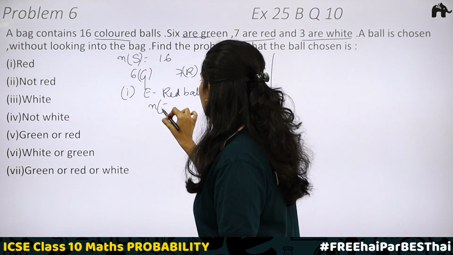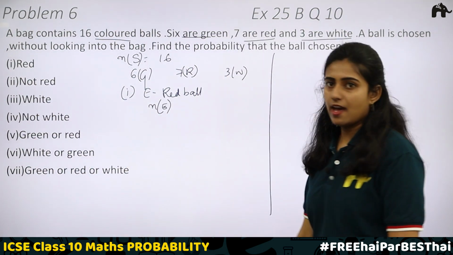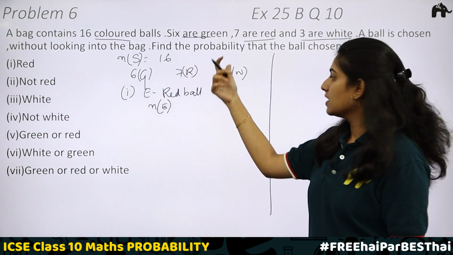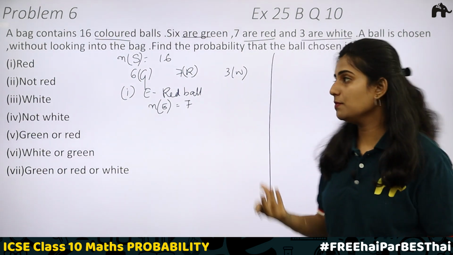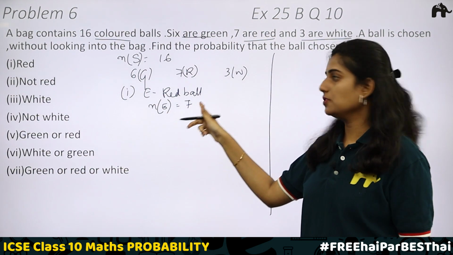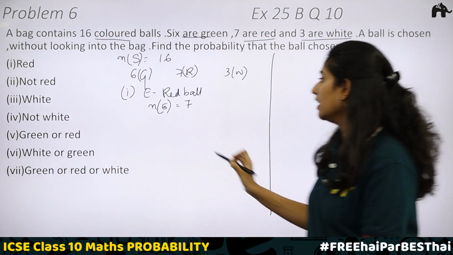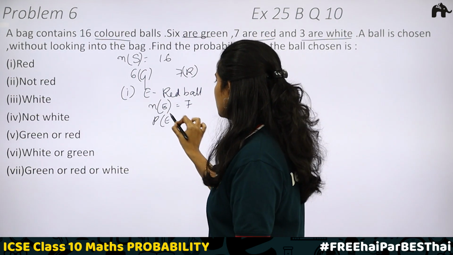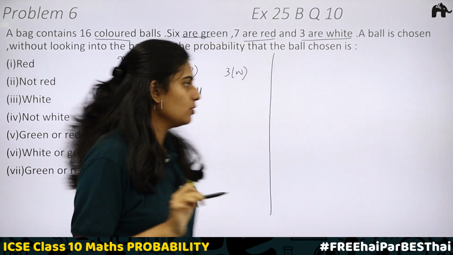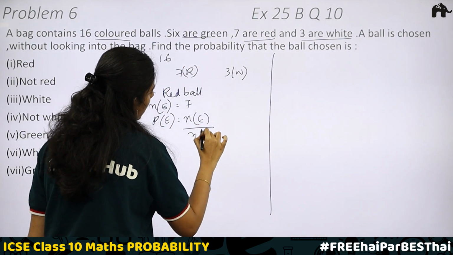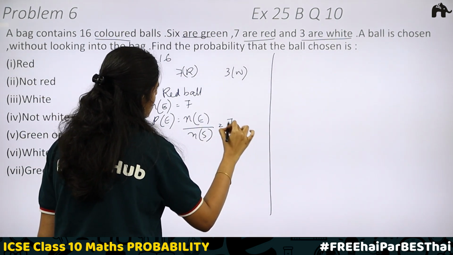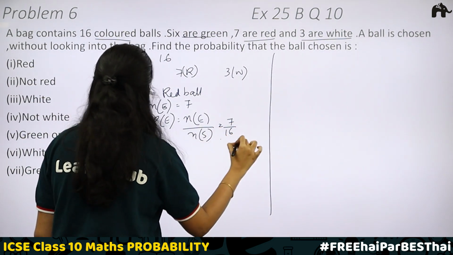Okay. How many red balls do we have? We have 7 red balls. So N of E, that is, the number of outcomes favorable to the event, will be equal to 7. Clear? Then what is the probability of the event? Probability of the event will be equal to number of outcomes favorable to the event divided by total number of outcomes, which is 7 divided by 16.